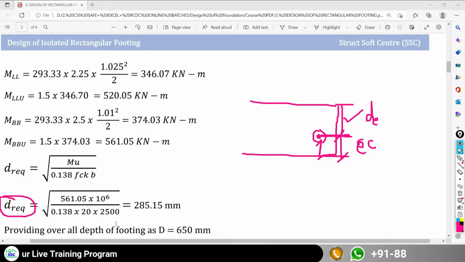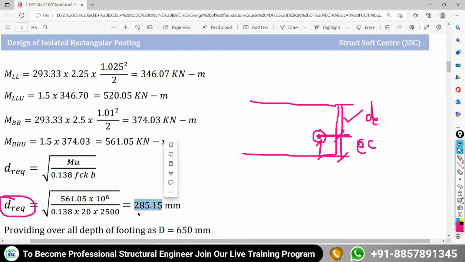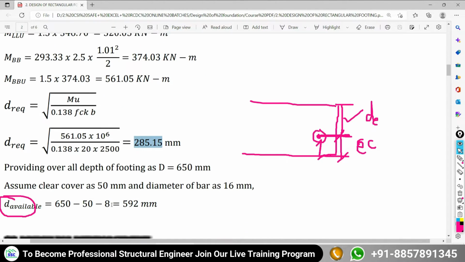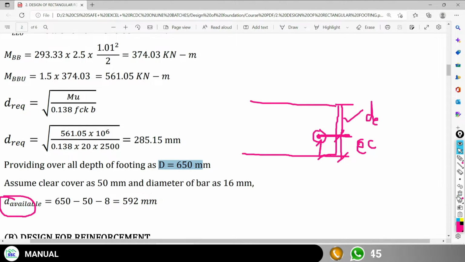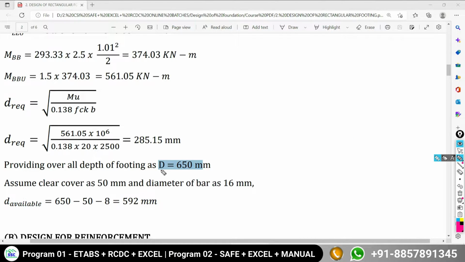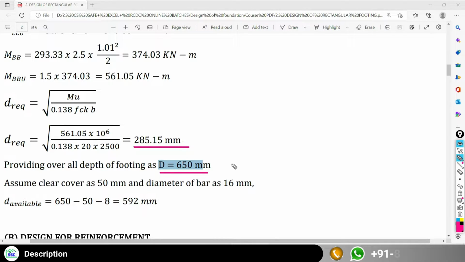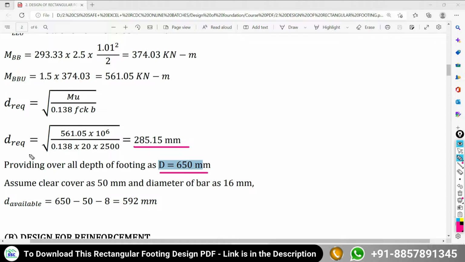But instead of this requirement, by getting the idea from this requirement, I am going to provide the overall depth for the footing as 650. So you may raise a question, why are you considering such a high depth of the footing, because the demand for the depth of the footing is 285? So why are you considering the overall depth directly as 650? The reason is, this is a flexural requirement. According to the moment, we have calculated this depth requirement.